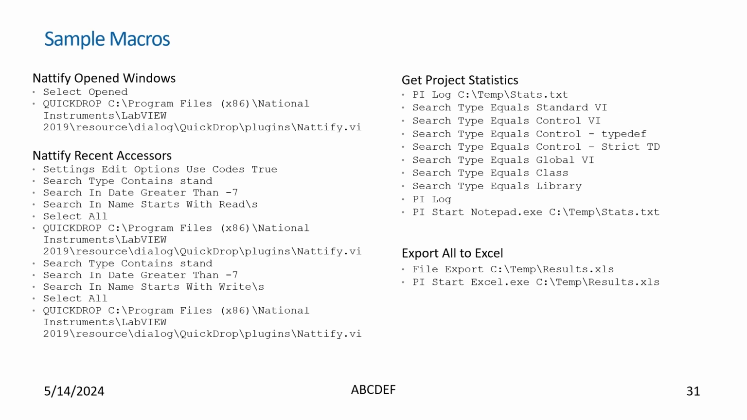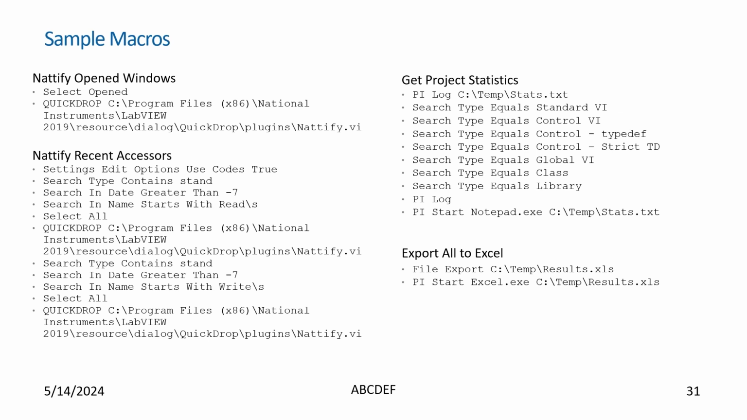Natify opened windows: this will run the Natify script on just the windows that are opened. Natify recent accessors: this will do all of the accessors, both read and write, going back 7 days, and Natify them.